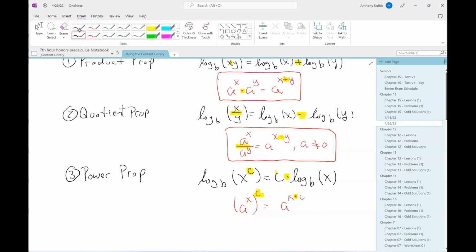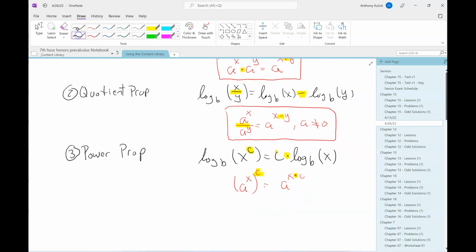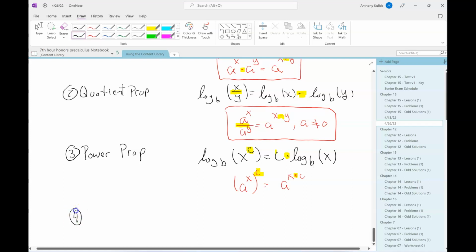Now these three properties that we've done so far are the three that you'll most commonly use. We'll use these to do solving, and we'll use these to do some other kinds of problems here. The fourth property is one that you will almost never use, but was like the most critically important one when Mr. Kulik was a student.